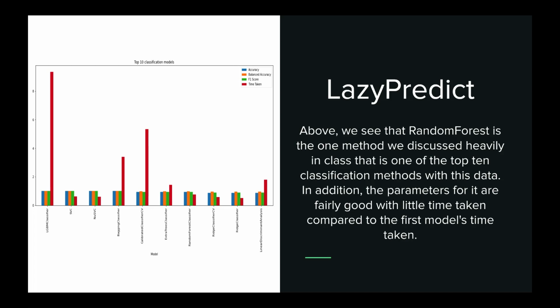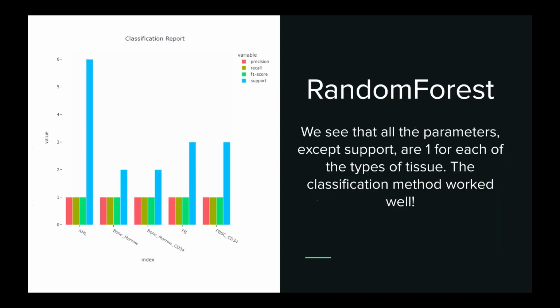It's also not a model we really talked about in class, so I just ignored that. I did see RandomForest though, and I thought that was interesting and wanted to try it. The parameters for that were also still pretty high. Time taken was a little bit higher than some of the other ones, but not too big of a deal compared to the first model having such a large time taken. So like I said, I did RandomForest. This is the classification report that was done. I used a test size of about 25%.